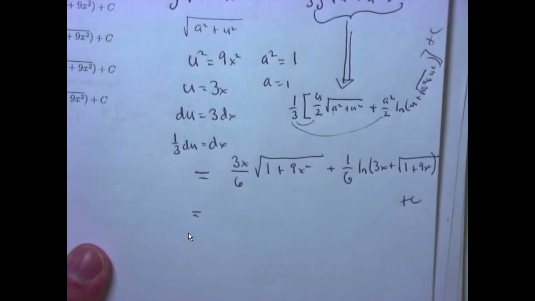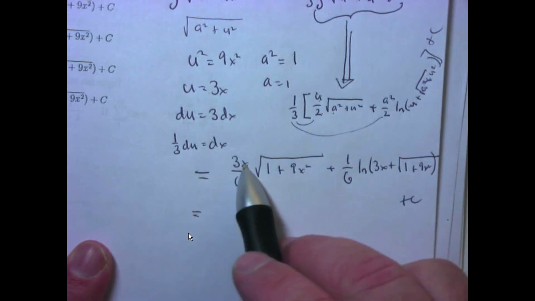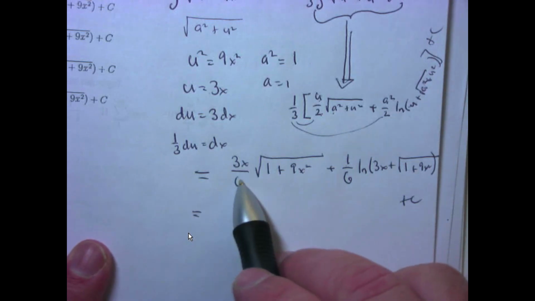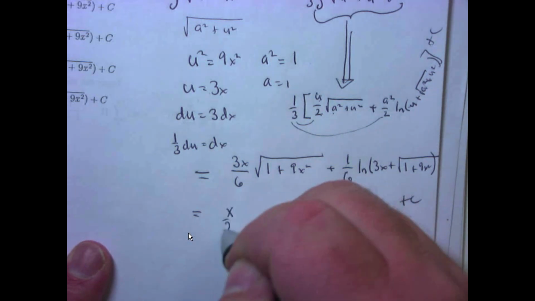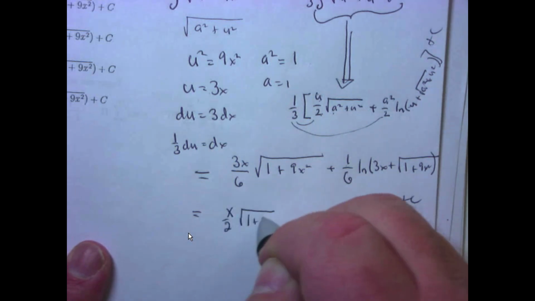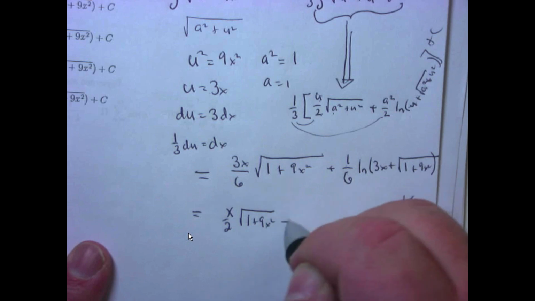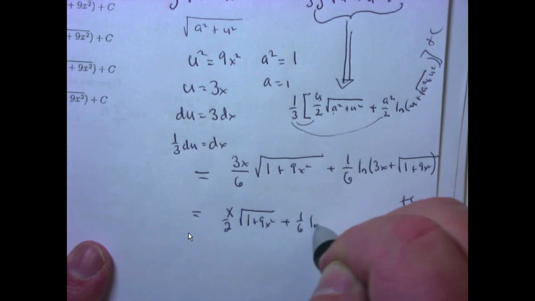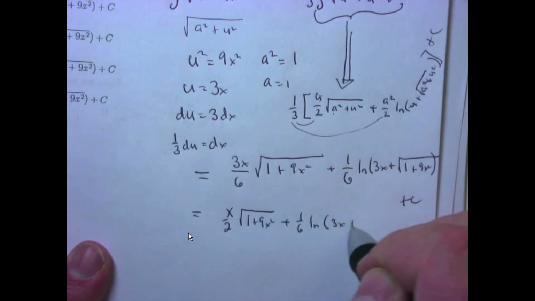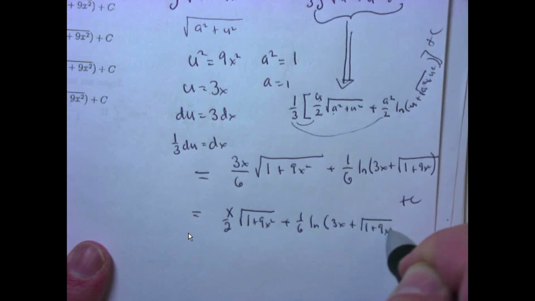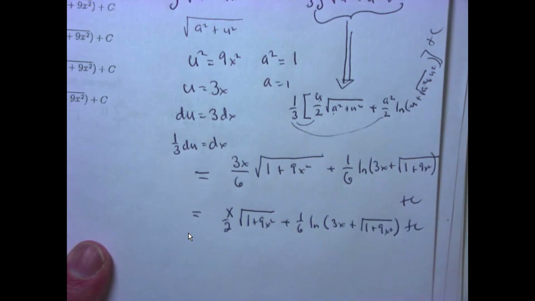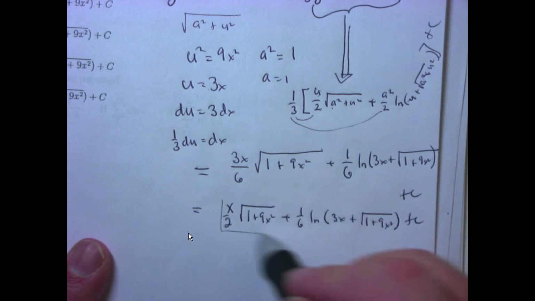Now, one last cleanup. Trying to go for that answer for my answers here. What is 3x divided by 6? X over 2 times the square root of 1 plus 9x squared plus 1/6 natural log of 3x plus the square root of 1 plus 9x squared plus c. There is my answer.